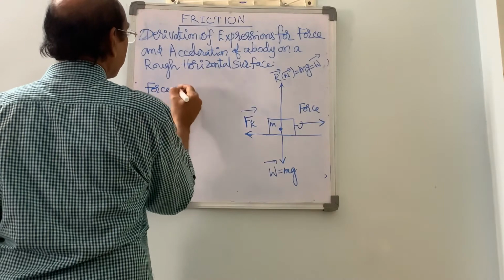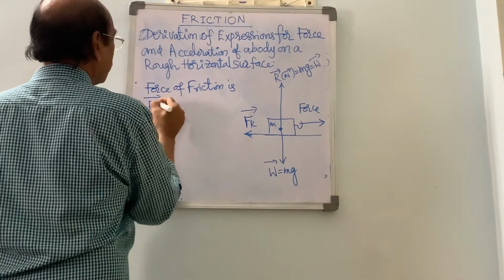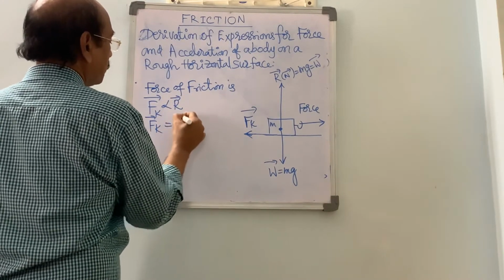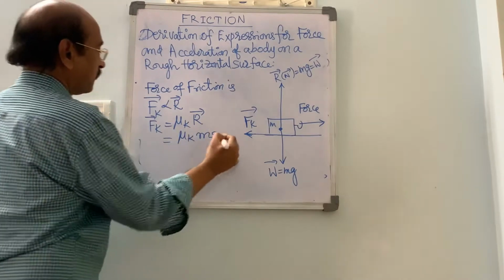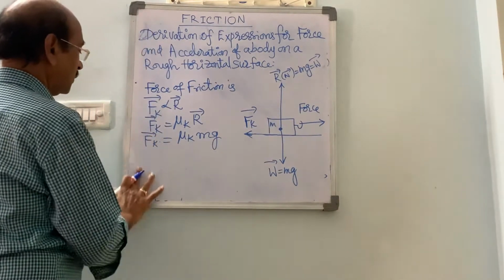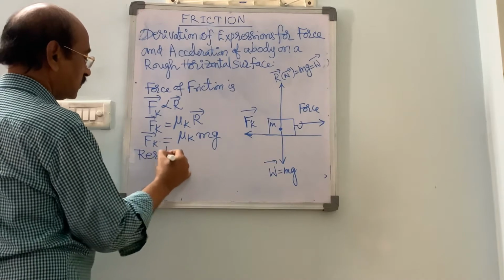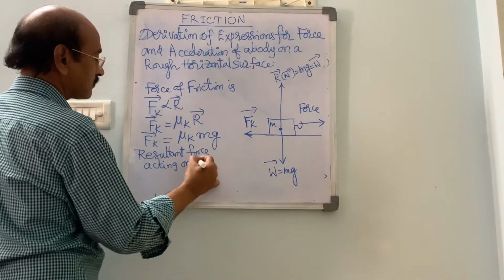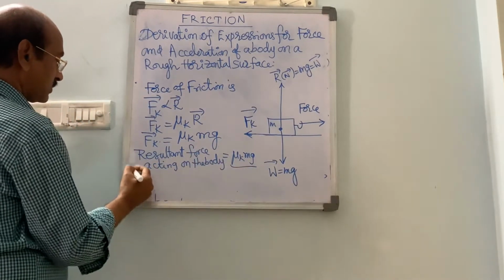the force of friction F bar k is proportional to R bar, or F bar k is equal to mu k into R bar. Since R is equal to mg, F bar k is equal to mu k mg. This is equal to the resultant force. Therefore, the resultant force acting on the body is mu k mg.